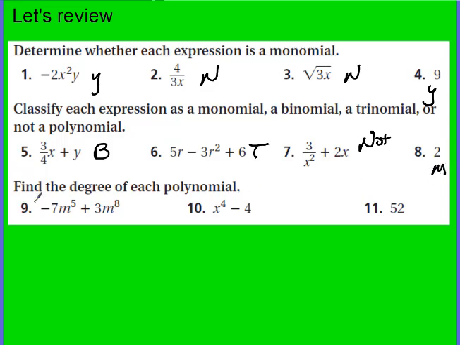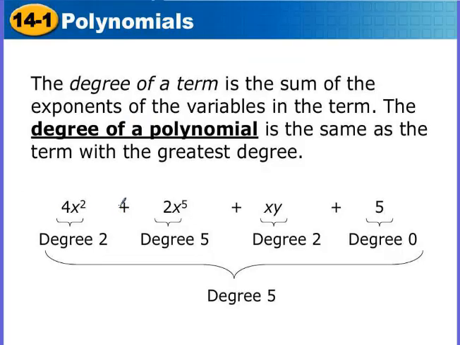The last thing that we had to do from last lesson was find the degree of each polynomial. If you remember, the degree was like king of the hill. You find the degree of each monomial, and the degree of a term is the sum of the exponents of the variables in that term. So you look at the exponents on the variables and add those together. That gives you the degree of each term. Then the degree of the entire polynomial is the degree of the monomial that has the highest degree.